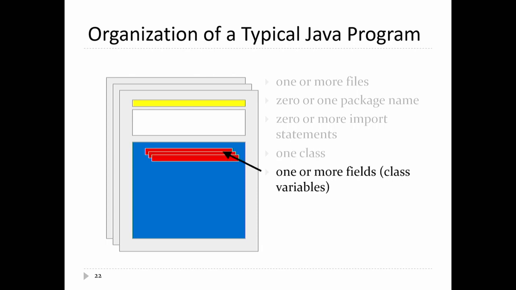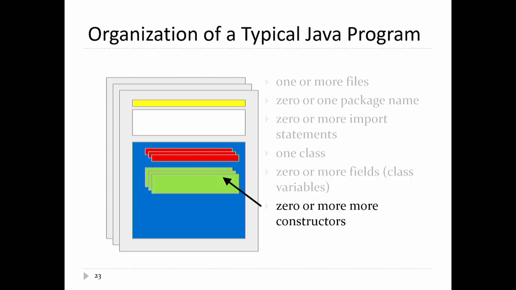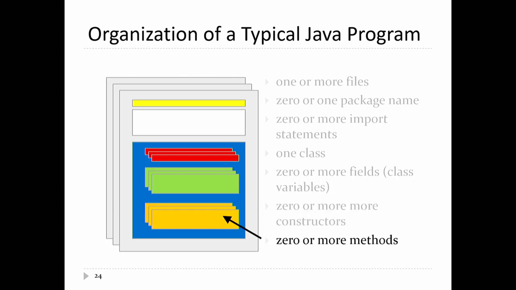Inside that class, you have some variables that belong to the class. Those are called fields in Java. You also see the term attributes. You might see the term class variable and or instance variable. And those two last things are actually slightly different things. Then you'll see your constructors, 0 or more, and then you'll see your methods, again, 0 or more.